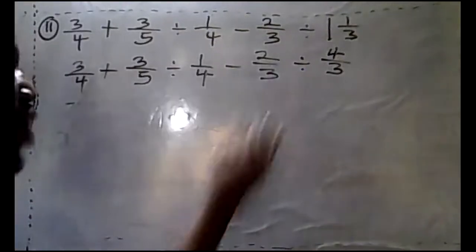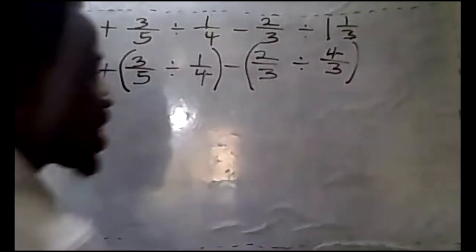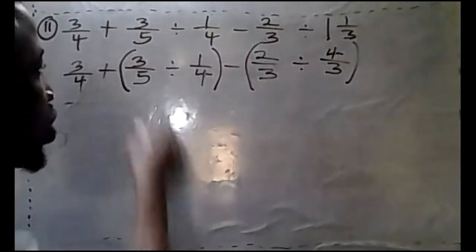Now, the next thing is to find out which of these operations we are performing first. Let's go through our BODMAS. Bracket, do we have bracket? No. Of, do we have of? No. Then the next one is division. Do we have division? Yes. We have division here and here. So what you need to do is bracket the ones with divisions.